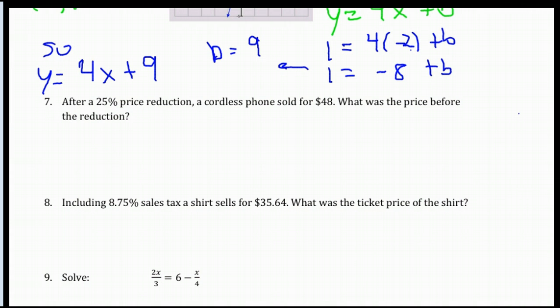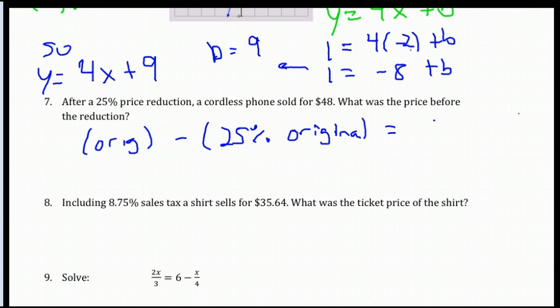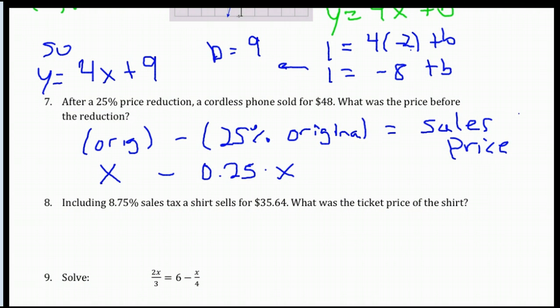So what we want to do is set up an equation that we're going to solve. The original cost minus 25% of the original cost gives us the sales cost, or the final price. So that's what our equation is looking like. Now, we don't know what the original price is. That's our variable, so we're going to call that x. So we're going to have x minus, we're taking a percentage, so we're going to do multiplication, 0.25 times x, and that is equal to 48.